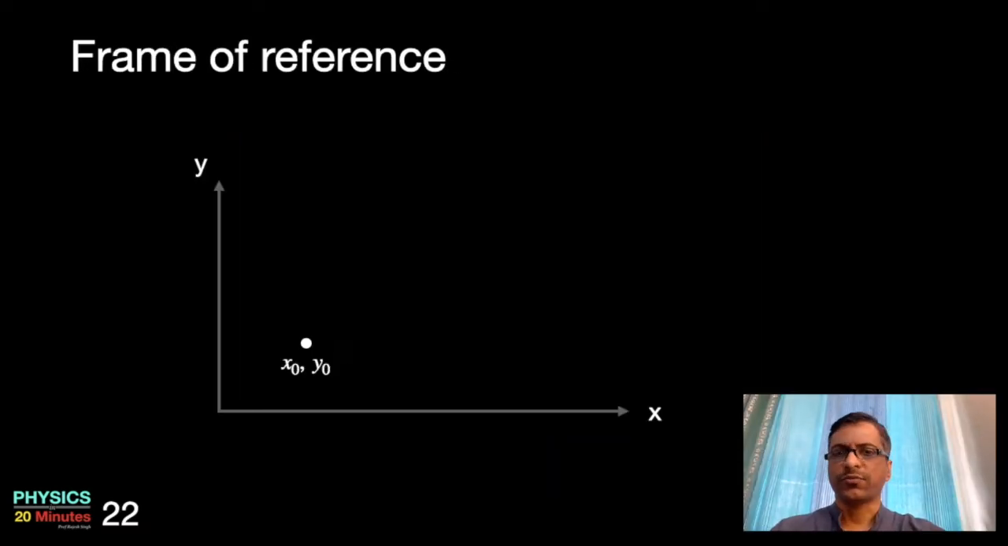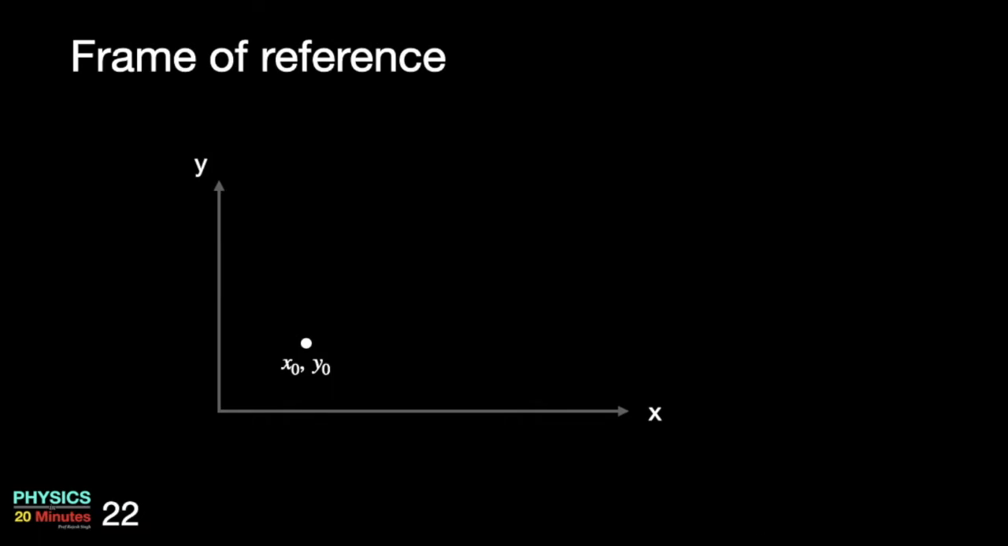Let's talk about the frame of reference that we need. For all the problems in physics, we need some frame of reference. Since projectile motion is two-dimensional, we can take two axes, the x-axis and the y-axis. We always call the horizontal axis the x-axis, and the vertical axis the y-axis.